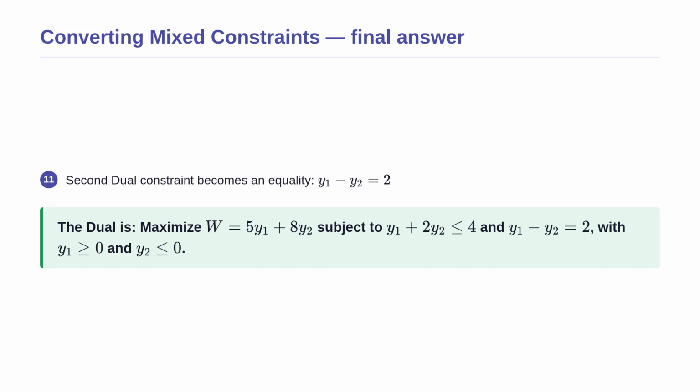Physically, this shows that even when a problem has messy, mixed constraints, the strict mathematical rules of primal dual relationships allow us to perfectly translate every single condition into its mirror image without losing any information.